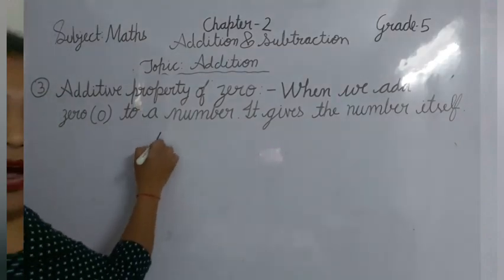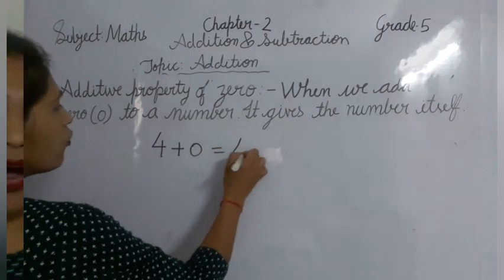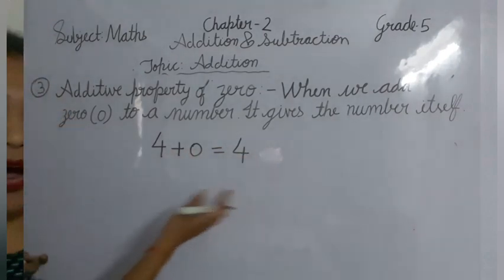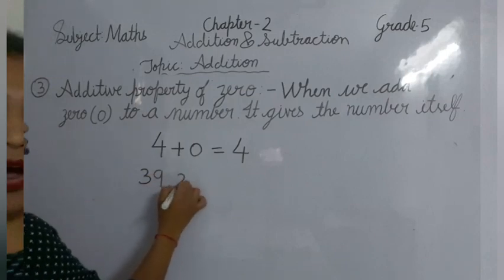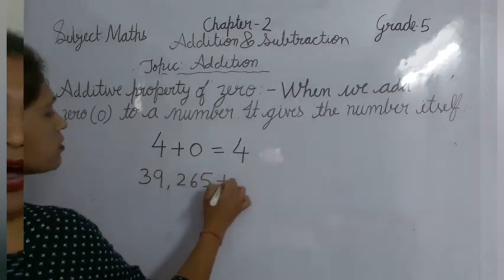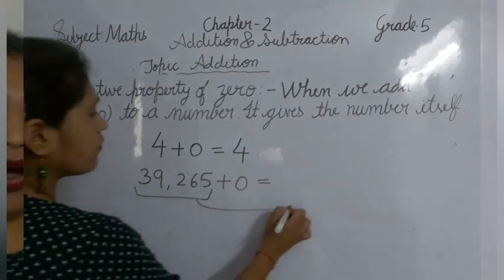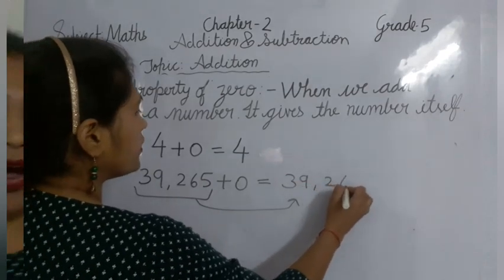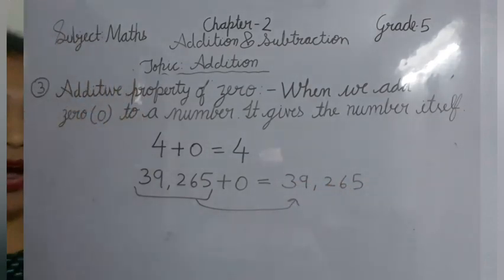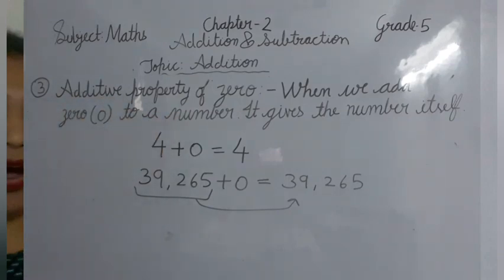So for example, if I am doing 4 plus 0, you will get 4 only. Okay, so it applies for the larger digits also. If I am writing 39,265 plus 0, you will get this number itself. The number will not change. 39,265. Clear? So this is called the additive property of 0. And here the 0 is called the additive identity.